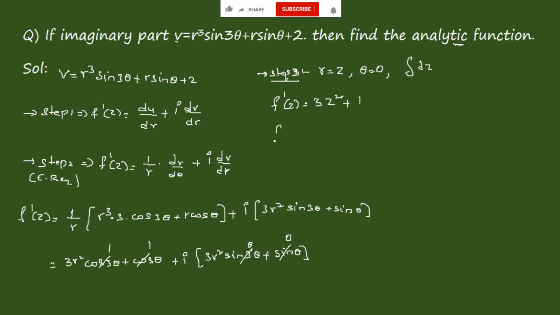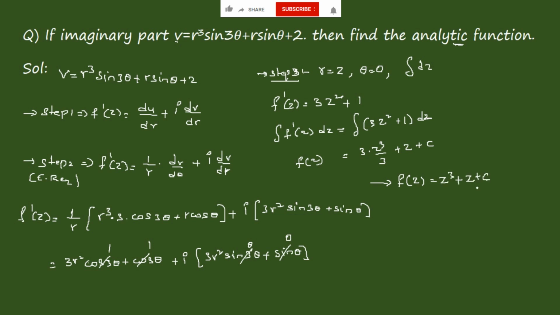Now we'll be doing the integration of f dash of z dz is equal to the integration of 3z square plus 1 into dz, which is equal to 3 into z cube by 3 plus z plus constant term c, which is nothing but f of z. So the ultimate analytic function we got is f of z is equal to z cube plus z plus c as an answer. Now coming to the next question.